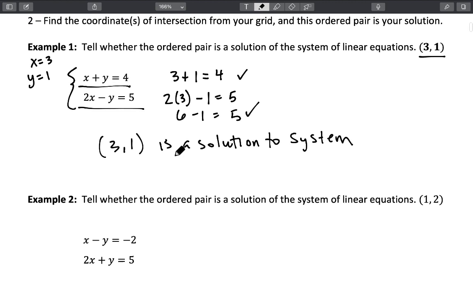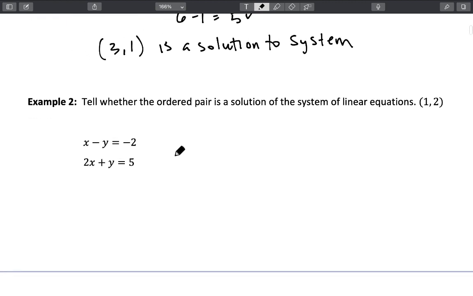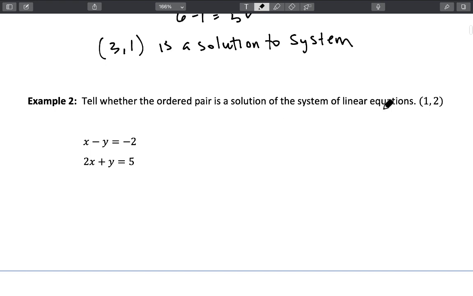All right, example 2 says tell whether the ordered pair is a solution to the system of linear equations. The ordered pair they give us is (1, 2). That means we're going to substitute 1 in for x and 2 in for y and determine if they make true statements. So we have 1 minus 2, and my question here is, is that equal to negative 2? Well, no, that makes a false statement. This is negative 1 equals negative 2.